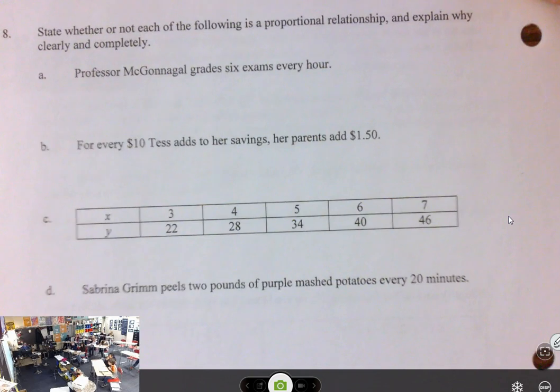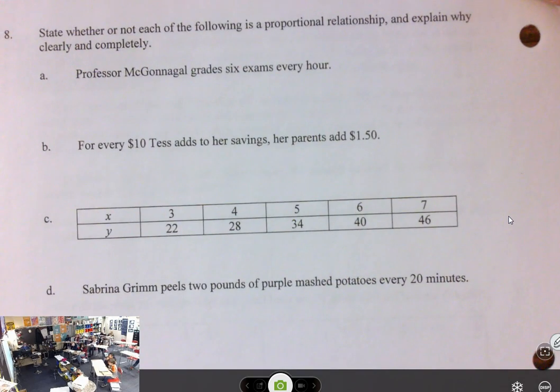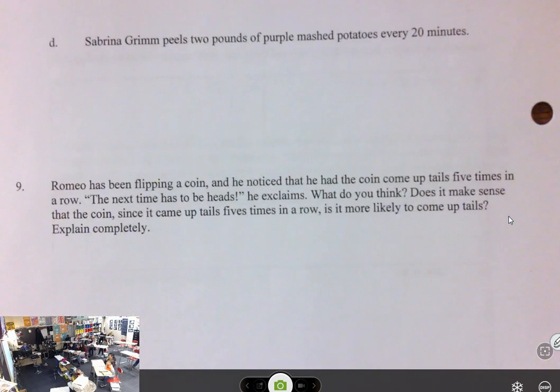We're looking at growth. How much is something changing? How could we explain this relationship? Would this be proportional? And the last question, flipping a coin.